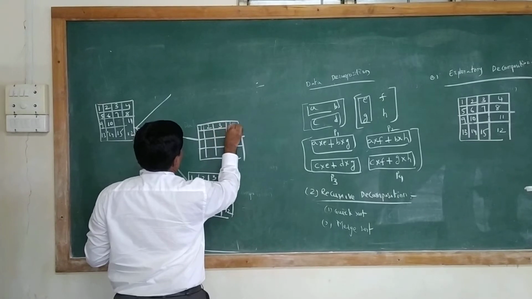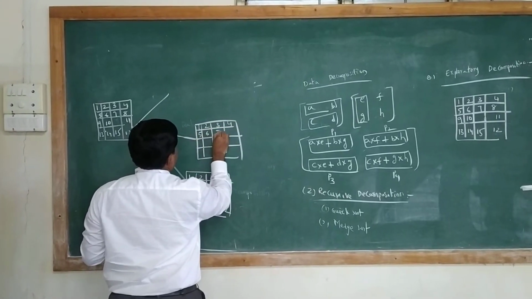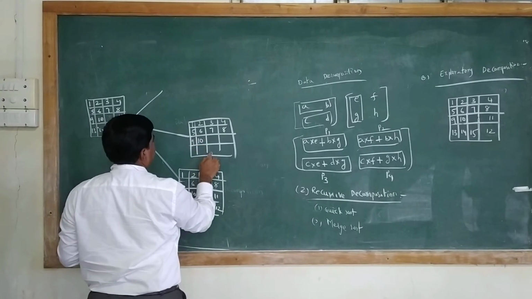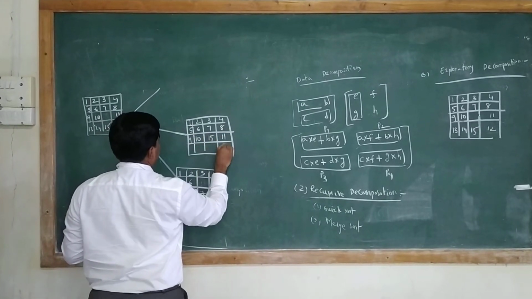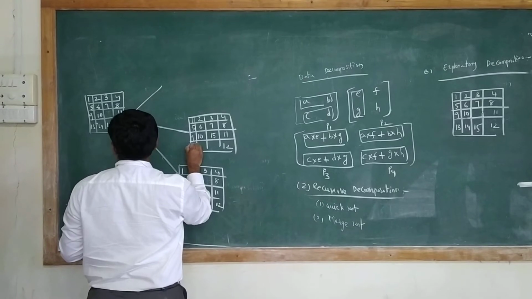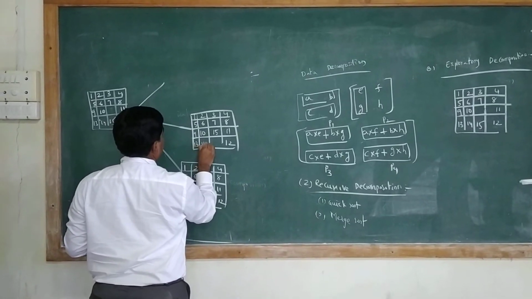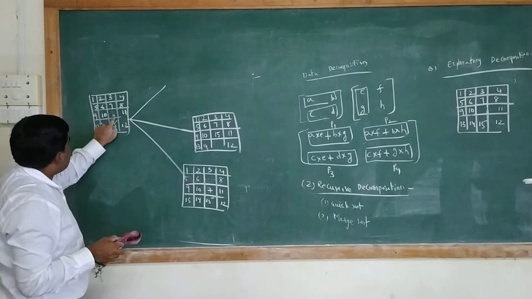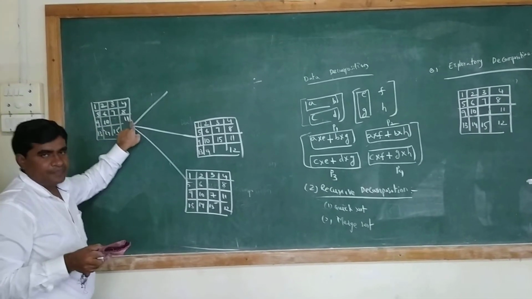1, 2, 3, 4, 5, 6, 7, 8, 9, 10. Here 15 will go. 15, 11, 12, 13, 14 is there. Next, upward and downward is there. Next, left is there and right is there.